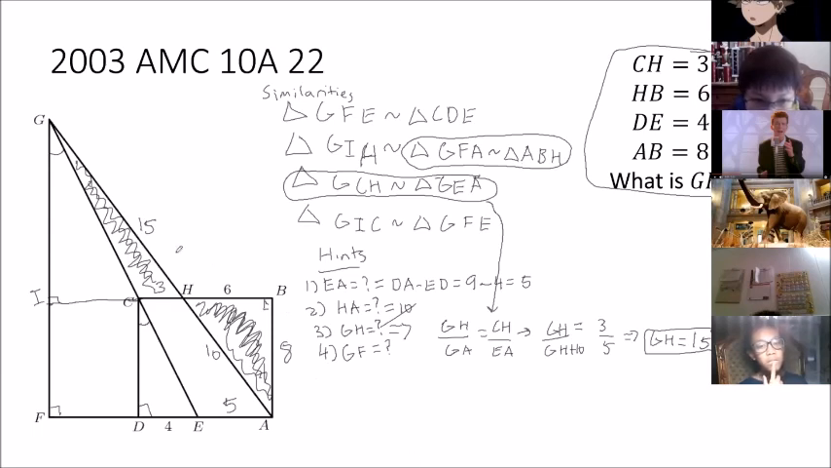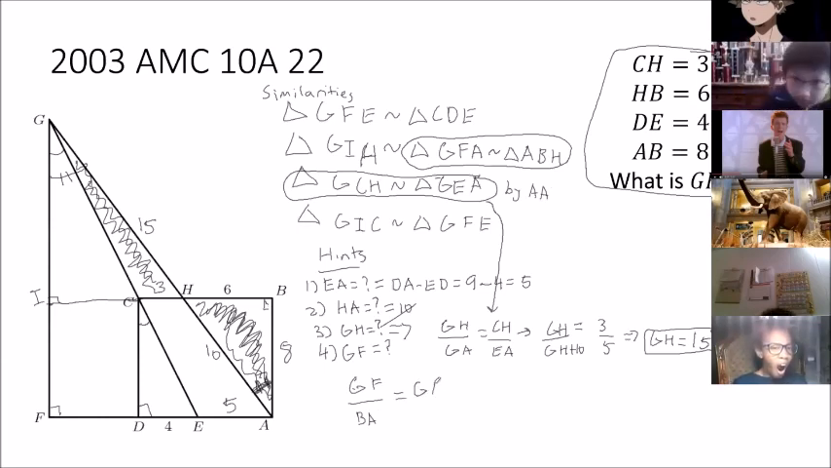If you want reasons why, this entire angle is equal to this angle over here at A, and then you have a right angle. So by angle, those are similar. What does this tell us? This tells us that GF over BA is equal to GA over AH.